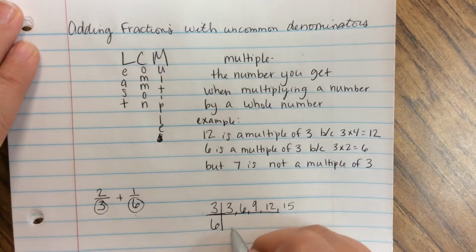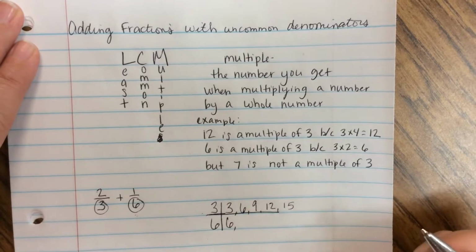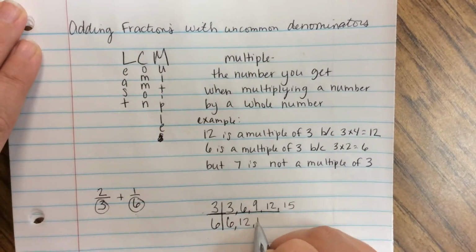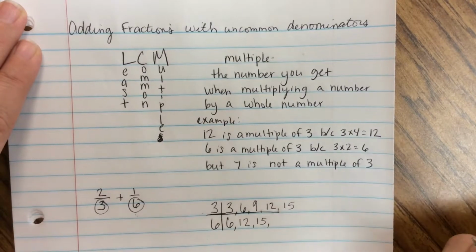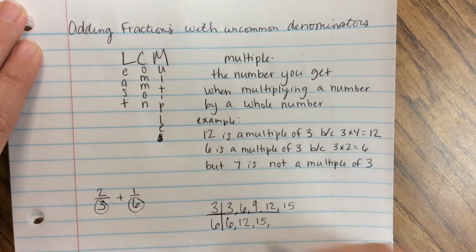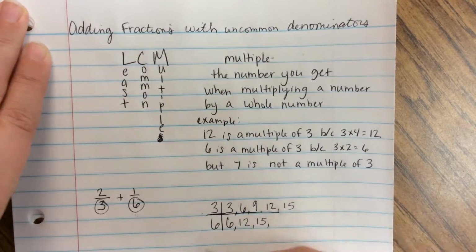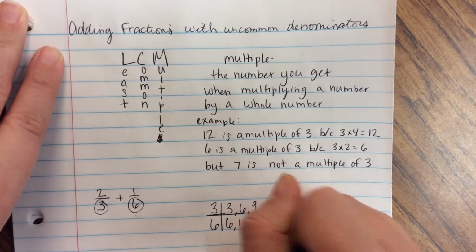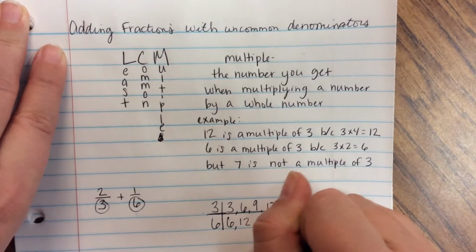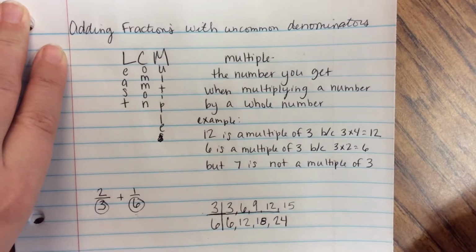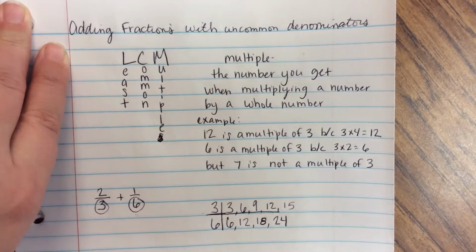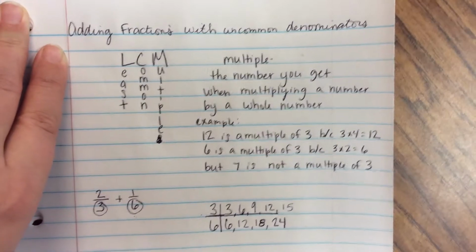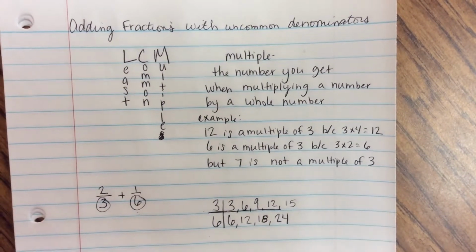Now 6. 6 times 1 is 6. 6 times 2 is 12. 6 times 3 is 15. Oh my gosh, no, it is 18. So sorry, guys. 6 times 4 is 24. It is very important that you go in order of the counting numbers so you can keep them in order.